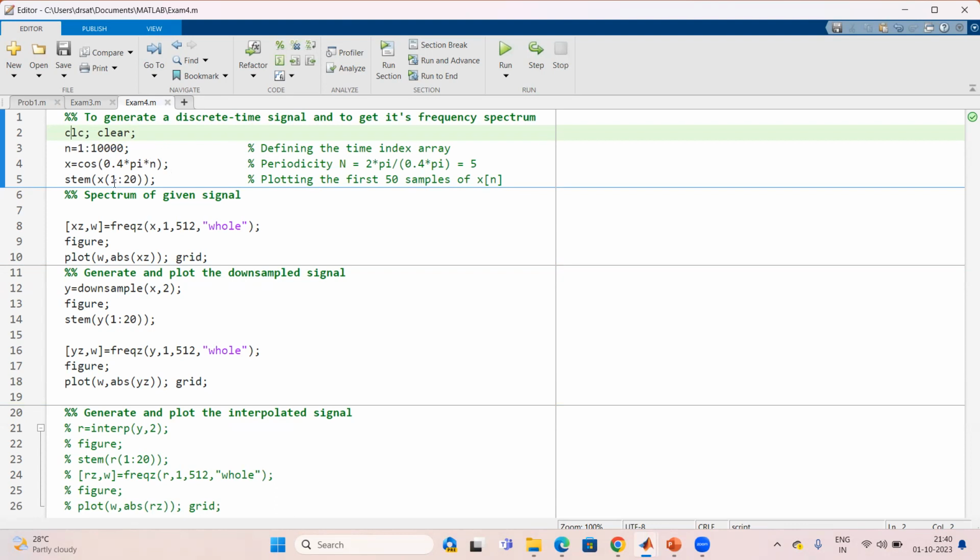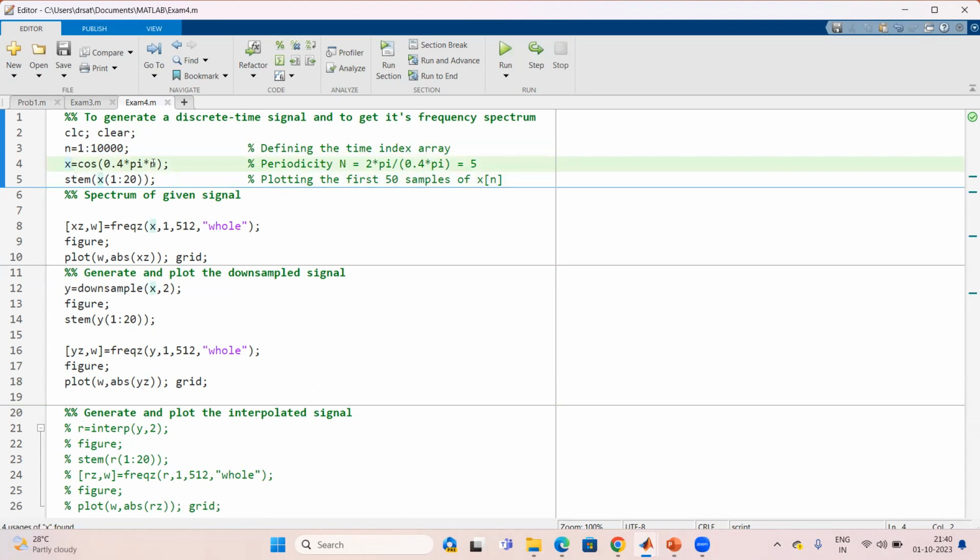Okay, so the first line is CLC and clear as usual. Okay, and here I have generated the time index, right? So here I am defining the time index array. It is 1 to 10,000 such samples we are going to generate. And here we have generated the signal xn, right? So this is our signal xn, cos 0.4 into pi into n.